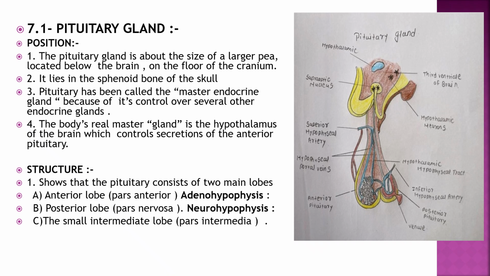So first is the pituitary gland. The pituitary gland is located in the brain on the floor of the cranium. It lies in the sphenoid bone of the skull, and it is called the master endocrine gland because it controls all other glands by its secretions. Then there are two parts of the pituitary gland, the anterior pituitary gland and the posterior pituitary gland. The anterior is called adenohypophysis and the posterior is called neurohypophysis because it secretes neurosecretory hormones.